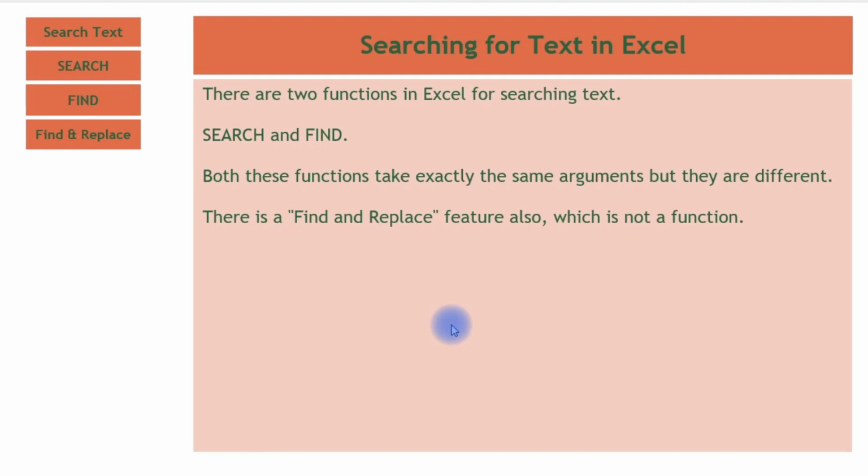There are two functions in Excel for searching text. One is search and the other one is find. Both these functions take exactly the same arguments, but they are different in the way that one of the functions is case sensitive and the other one is case insensitive.